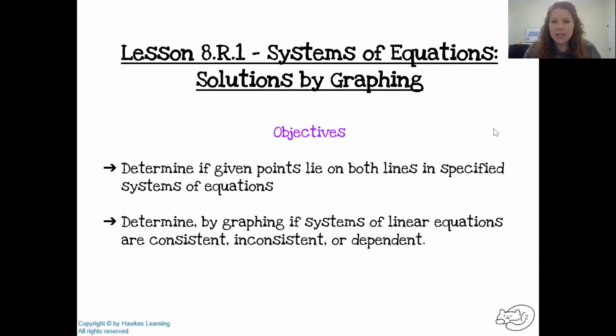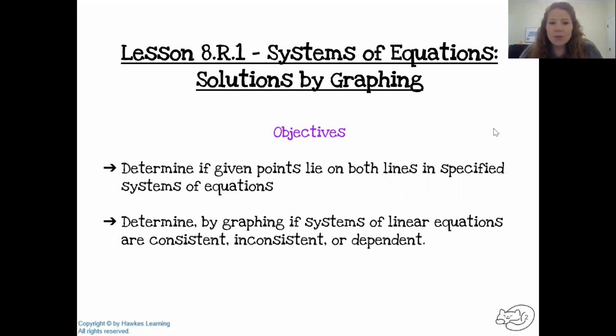During this class, we're going to talk about systems of equations. There's three ways to solve systems of equations. The first that we're going to do is by graphing. Also, we can solve systems by substitution, and the third way is by elimination.